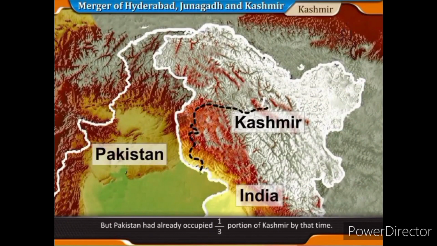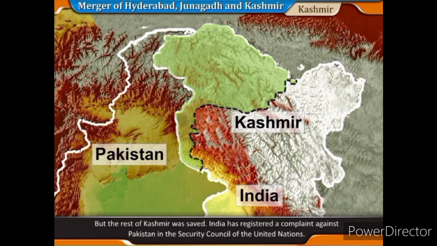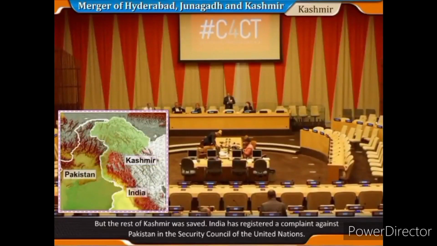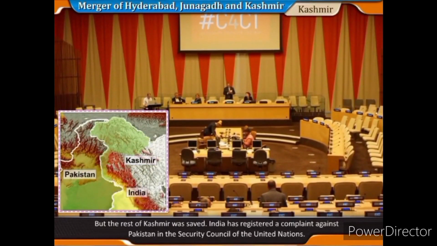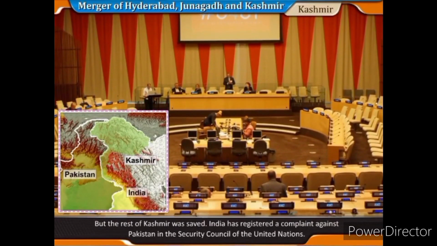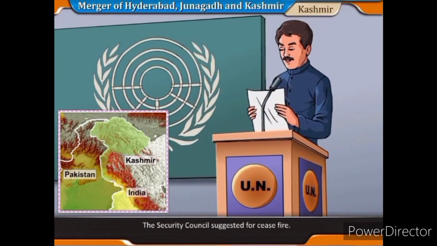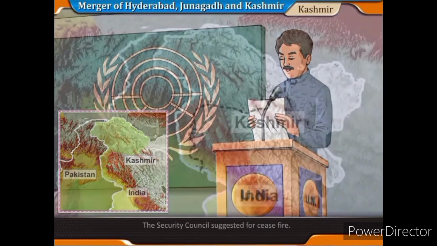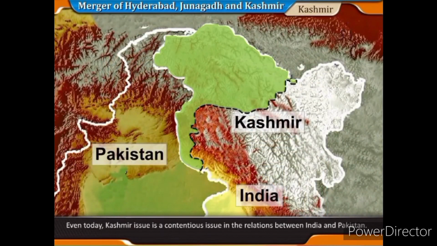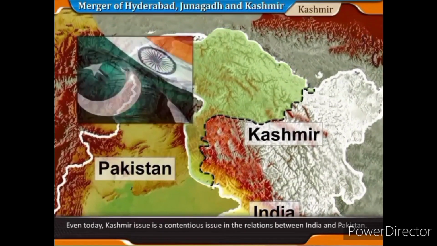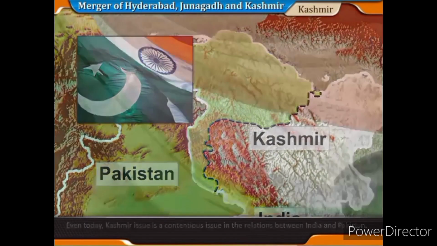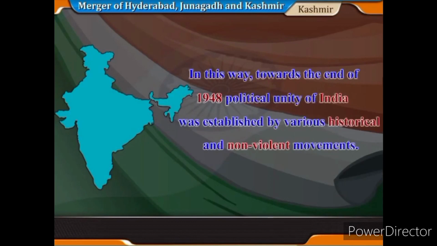But Pakistan had already occupied one-third portion of Kashmir by that time. But the rest of Kashmir was saved. India has registered a complaint against Pakistan in the Security Council of the United Nations. The Security Council suggested a ceasefire. Even today, the Kashmir issue is a contentious issue in the relations between India and Pakistan. In this way, towards the end of 1948, political unity of India was established by various historical and non-violent movements.